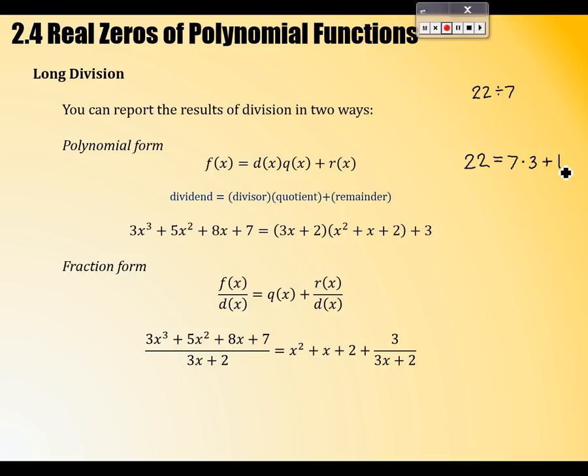Maybe that's the way you're more used to it. Okay. If you were to write this way, you would write that this way. 22 divided by 7 equals 3 plus 1/7, right?